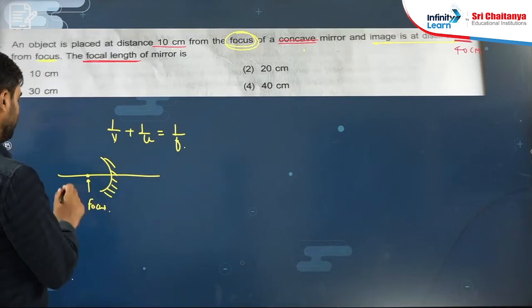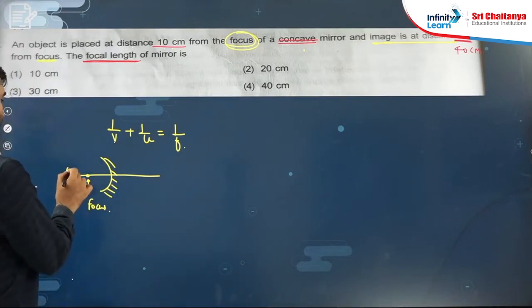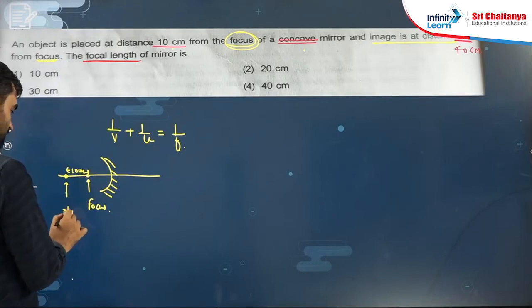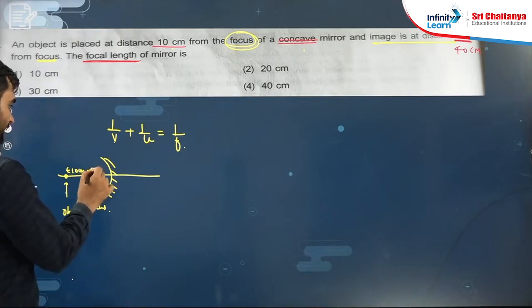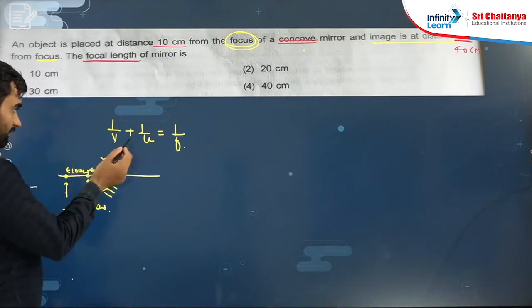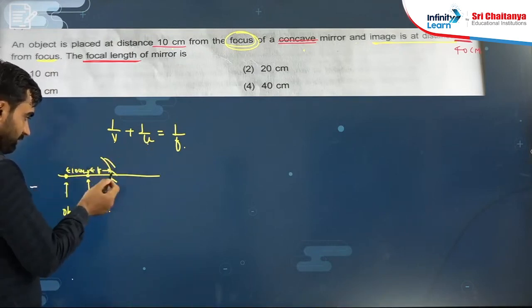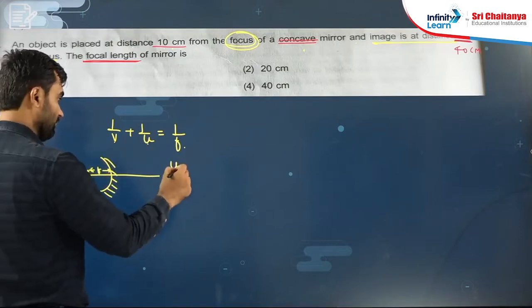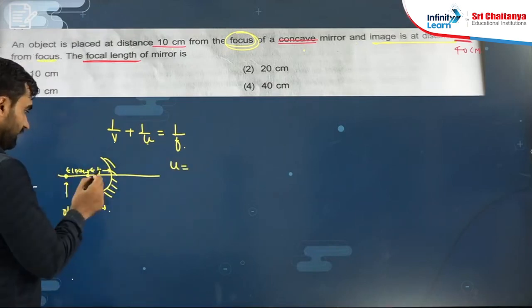So from the focus, object distance is 10 centimeter. This is the object, and you know this is F. We have to take the U value, meaning the distance of the object from the pole. So what is the U value? It is 10 plus F.